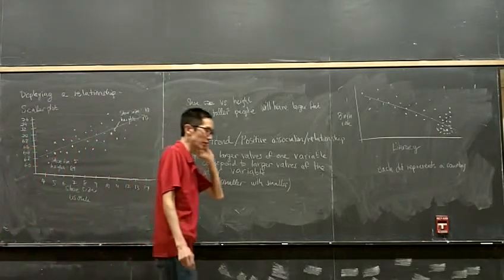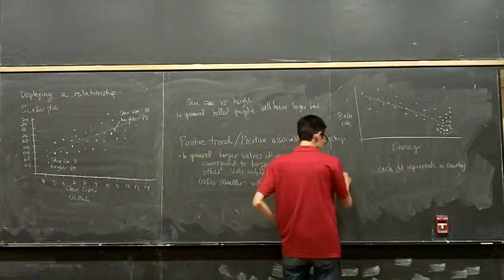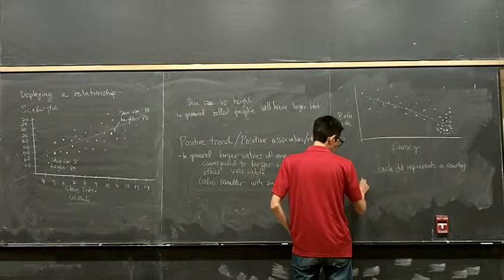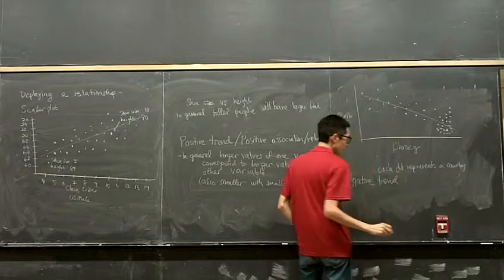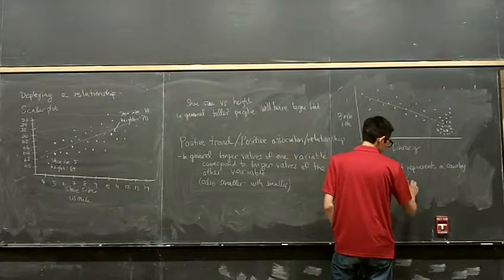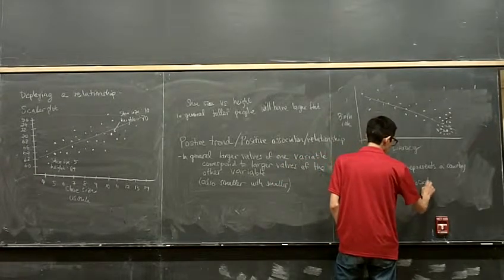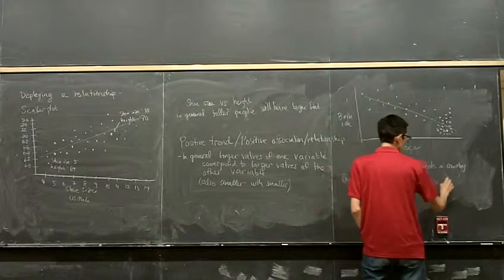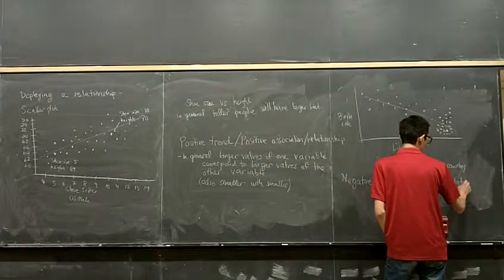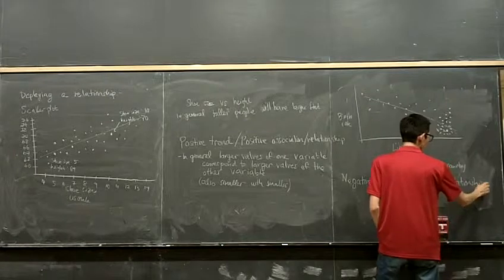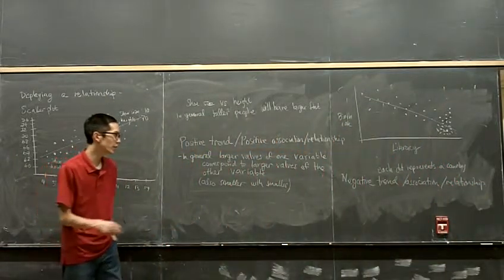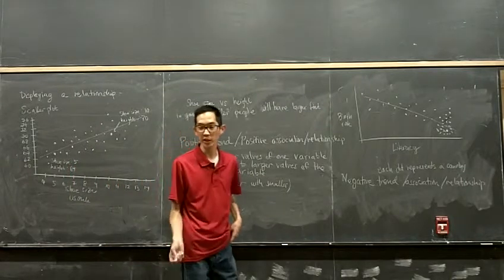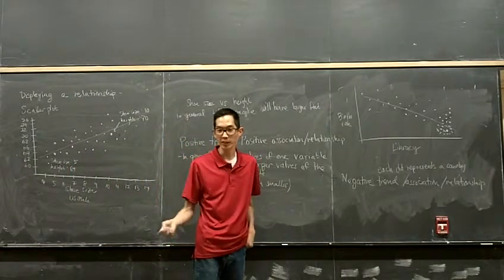And we would say this has a negative trend. Negative trend, association, or relationship, whatever you want to call it. And that means larger values of one variable generally correspond to smaller values of the other.